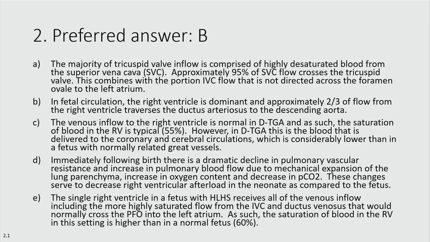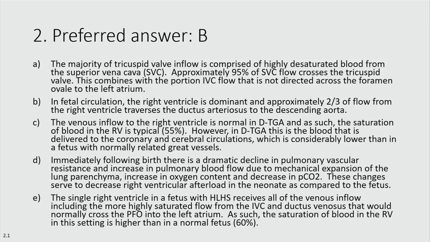Option A was incorrect, because the majority of the tricuspid valve inflow is comprised of highly desaturated blood from the superior vena cava. Approximately 90% of the SVC flow crosses the tricuspid valve, and this combines with a portion of IVC flow that is not directed across the foramen ovale to the left atrium. Option C was incorrect, because the venous inflow of the right ventricle is normal in d-transposition, and as such, the saturation of blood in the RV is typically 55%. However, in d-transposition, this is the blood that is delivered to the coronary and cerebral circulations, like Amy mentioned, which is considerably lower than in a fetus with normally related great vessels.